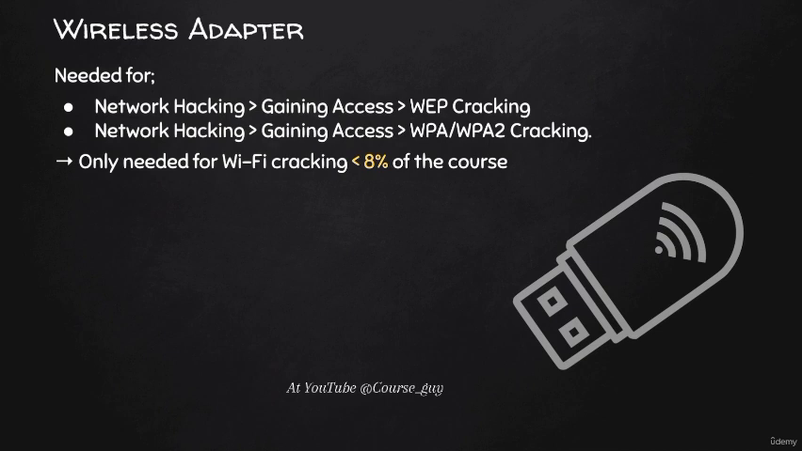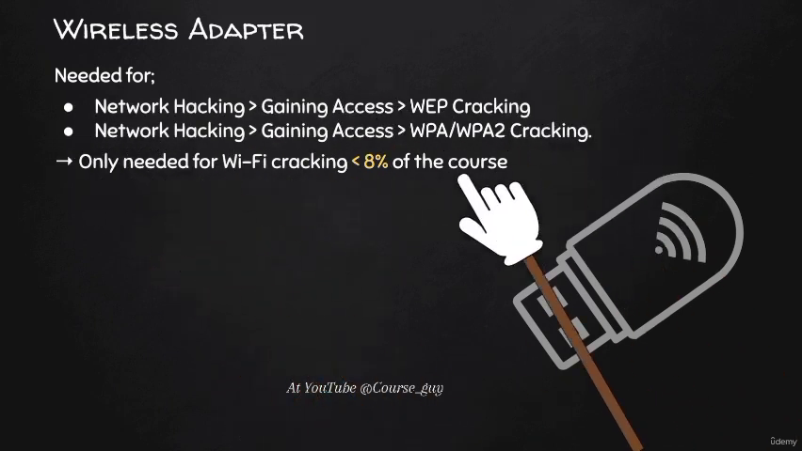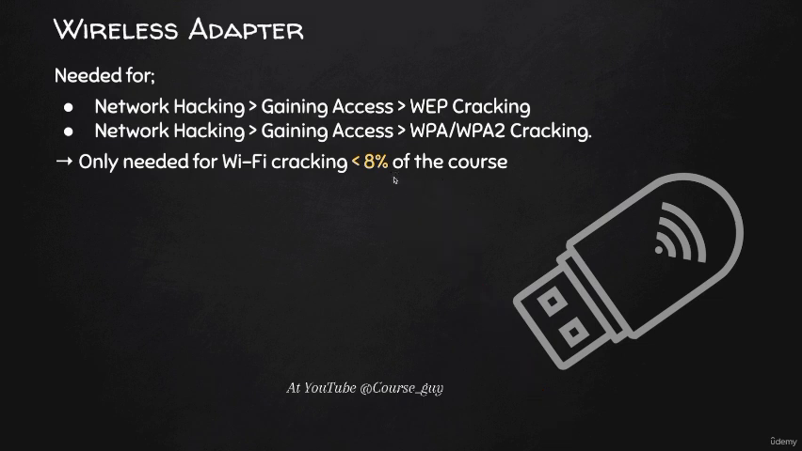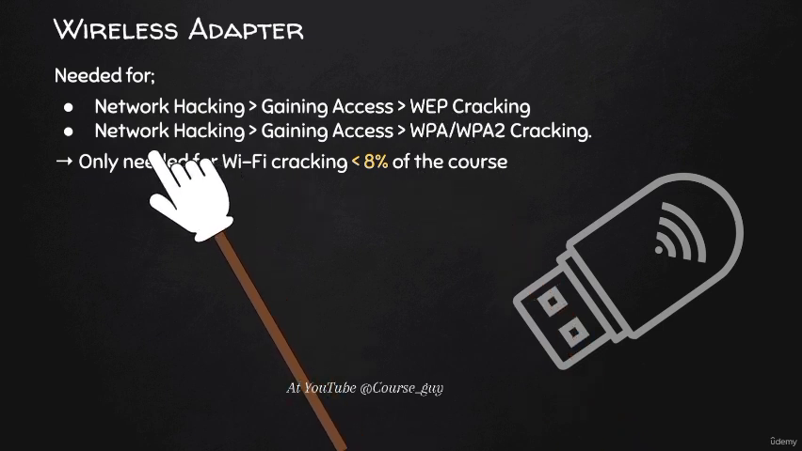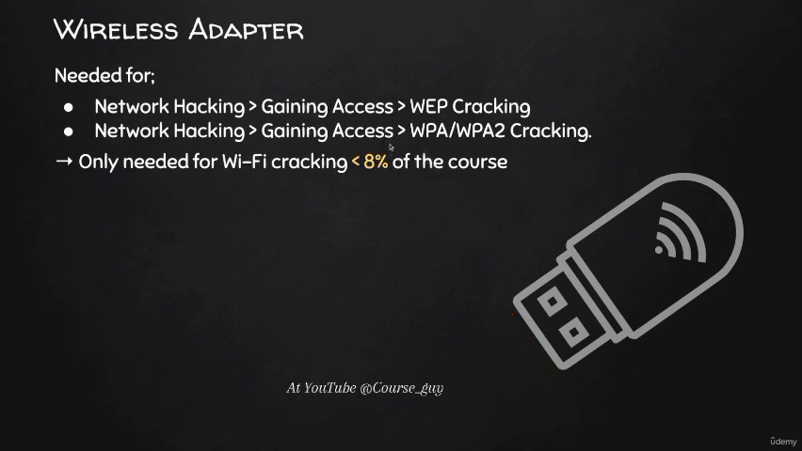As mentioned in the course requirements, you need a wireless adapter for the cracking sections of the course. These two sections account for less than 8% of the course. So, if you don't have a wireless adapter and can't afford to buy one, then that's completely fine. You could simply skip these two sections, continue from the network hacking post-exploitation section, and you'll be able to do everything else in the course without a wireless adapter.